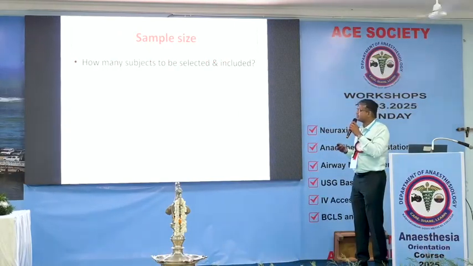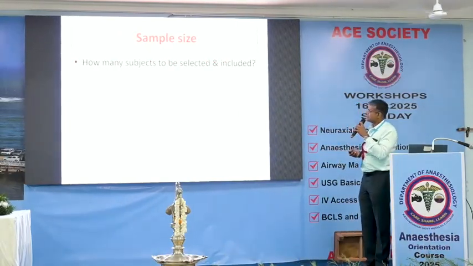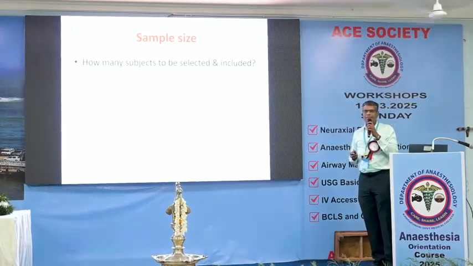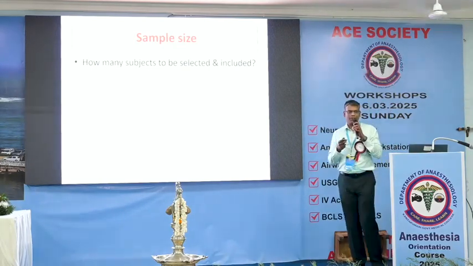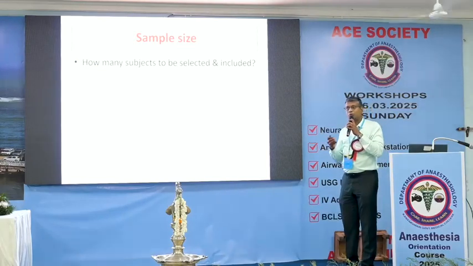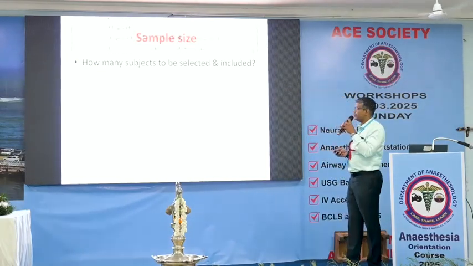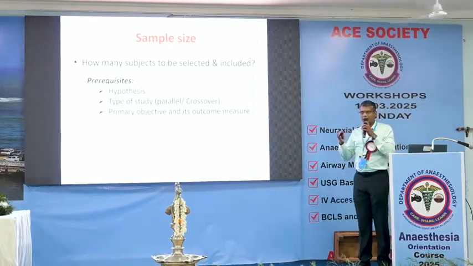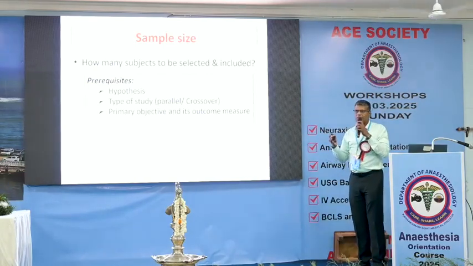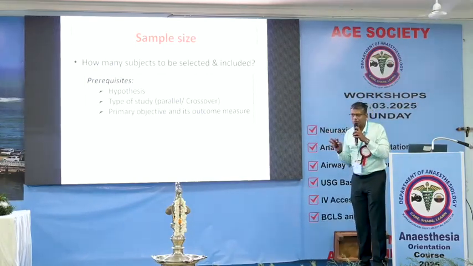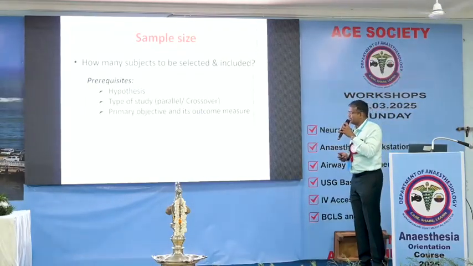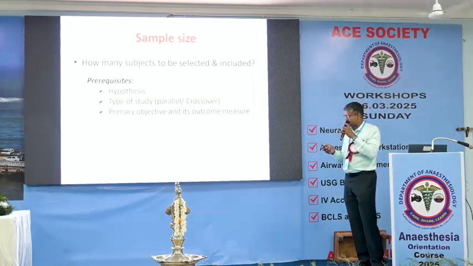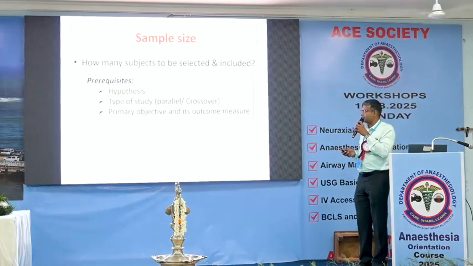So next the question is how many? Sample size is the one which helps you determine how many patients are to be included. When you calculate a sample size as a researcher, you should know the minimum requirements you should take to the statistician for a sample size calculation. First, you should have a clear-cut hypothesis for your study, whether you are trying to prove drug A is better than drug B, or you are trying to prove the null hypothesis, that is, drug A is not better than drug B. Second, what type of study it is, whether it's a parallel group study or a crossover study, and you should also have a clear-cut idea of your primary objective and primary outcome measure.